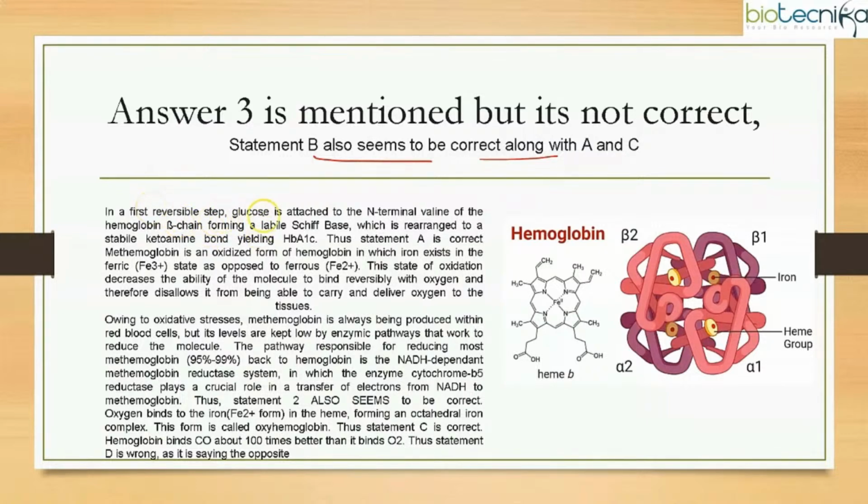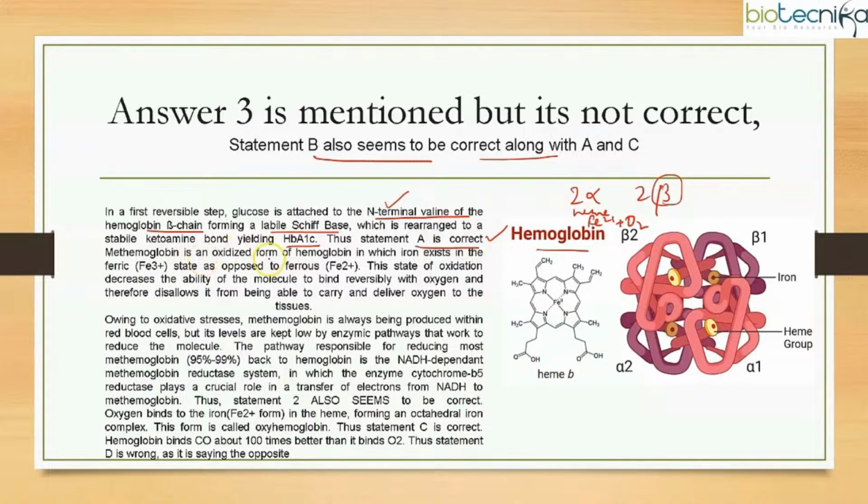In a first reversible step, glucose is attached to the N-terminal valine of the hemoglobin beta chain. So it forms a labile Schiff base. For hemoglobin, we should know the structure. It has 2 alpha and 2 beta chains, right? Each of them has heme, and the center of heme is Fe2+, to which the oxygen binds. In a reversible step, glucose is attached to the N-terminal valine of this beta chain. It forms a Schiff base that is rearranged to a stable ketoamine bond yielding HbA1c. That is how HbA1c is formed, so statement A is correct.